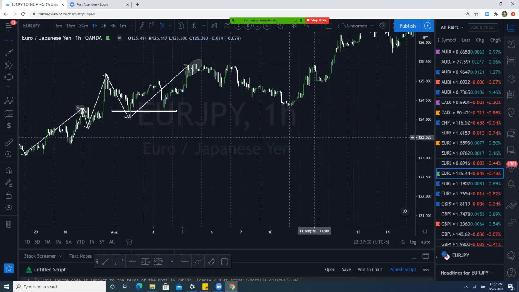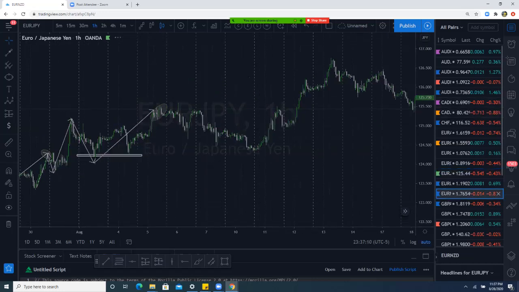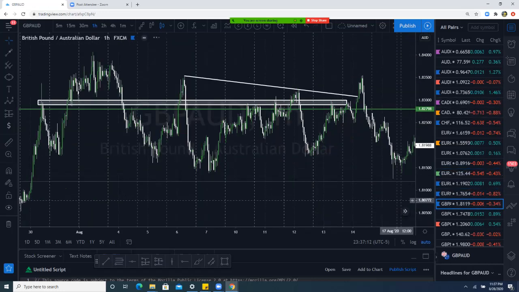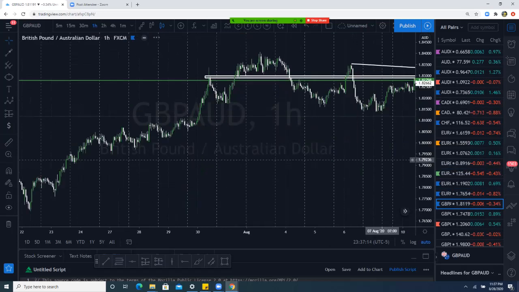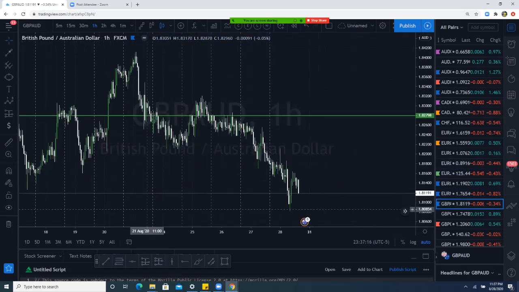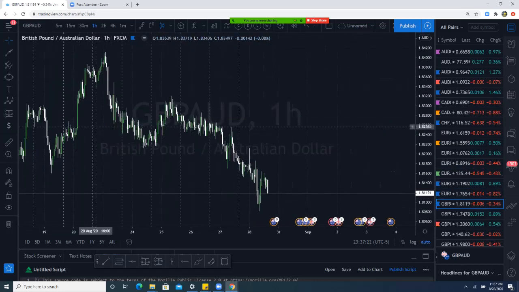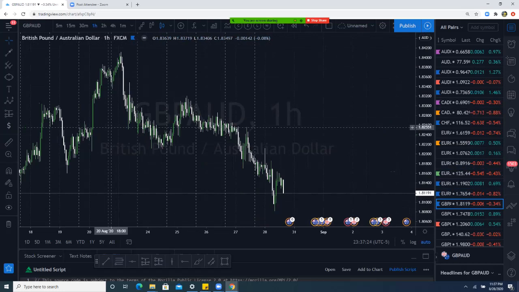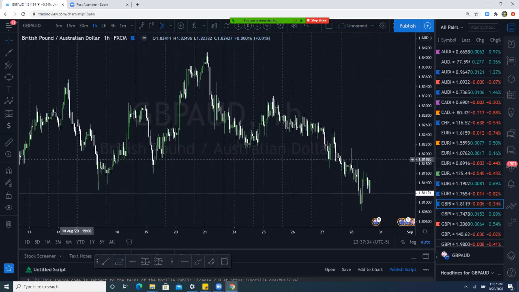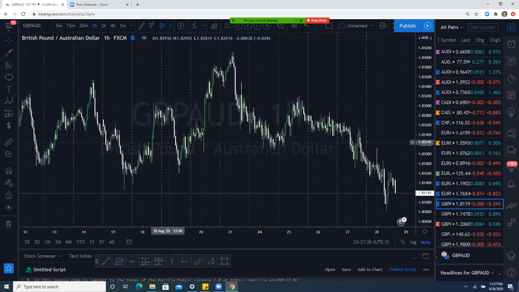Let me see if I can find the downtrend. Let's use a different chart. So uptrend, uptrend, uptrend, downtrend. Okay, perfect. Let's clear all that. Downtrend. So this market right now is in a downtrend. The reason being is because of price, let's follow it from the uptrend.